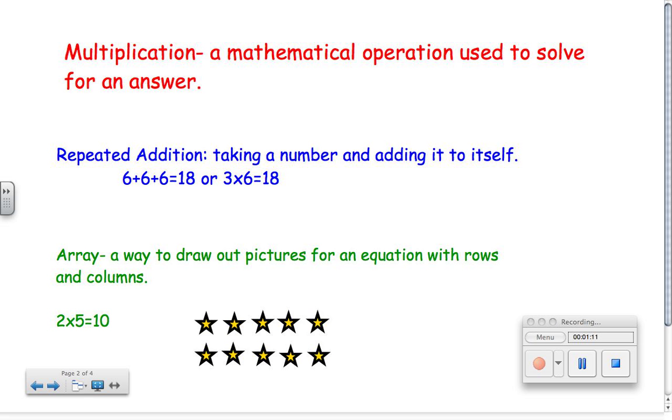Another way to solve for multiplication is by using an array. An array is a way to draw out pictures for an equation with rows and columns. My equation here was 2 times 5 equals 10. I took stars and I drew 2 rows of 5 in each row to show my 10 stars. Now it's important that you understand the difference between the row and the column. Rows go across and columns go up and down.